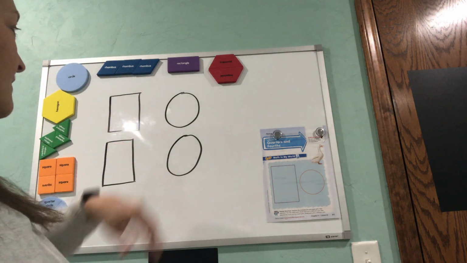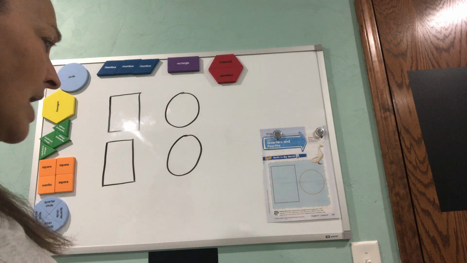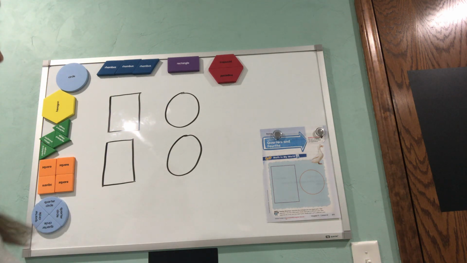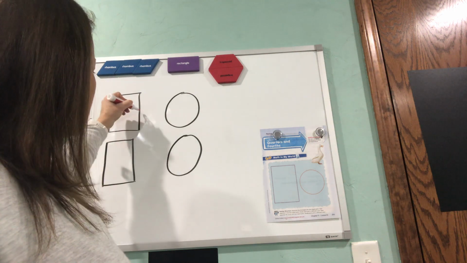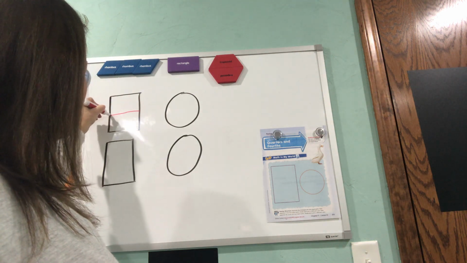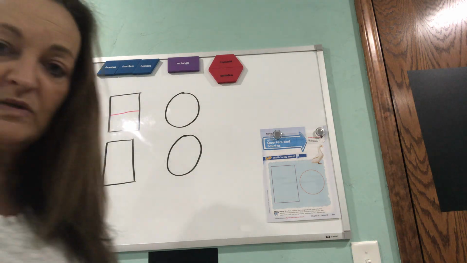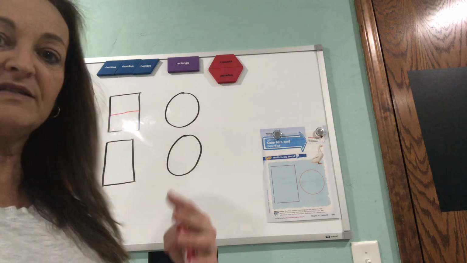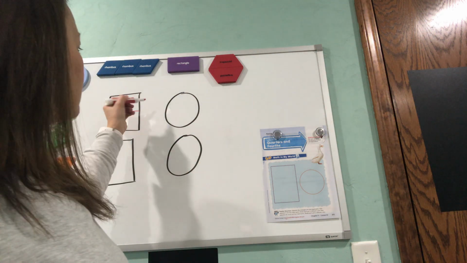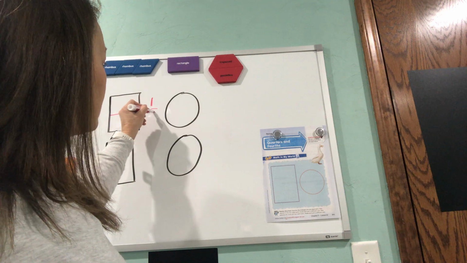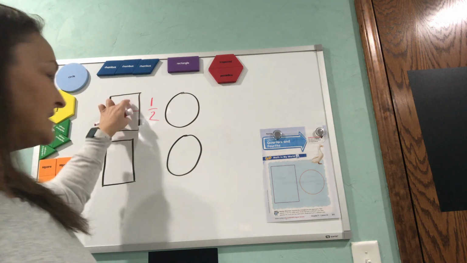So if I look at my rectangle, I'm just going to separate it so I have 2 equal parts. So I'm going to go right across the middle. So if I have 2 equal parts, we call that half. And half is a fraction, so when I write it, it looks like this, 1/2. So I have halves here.